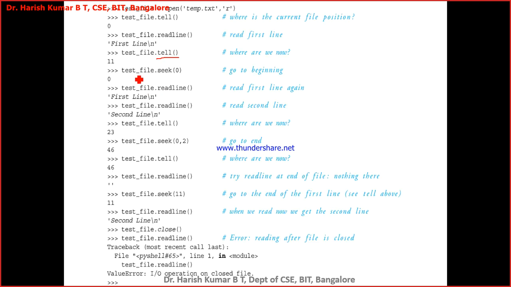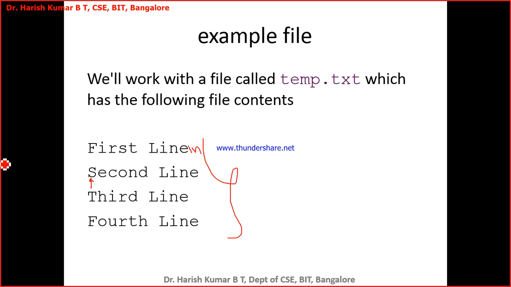Next, I want to read the first line again. What do I do? I make seek 0, and 0 is an optional argument. It will set the read write pointer again to the BOF, the beginning of the file, and now you can see it is 0. When this readline was executed, it was pointing to the 11th byte. Now when I call seek 0, the read write pointer is pointing back to the 0th byte. It is pointing to F.